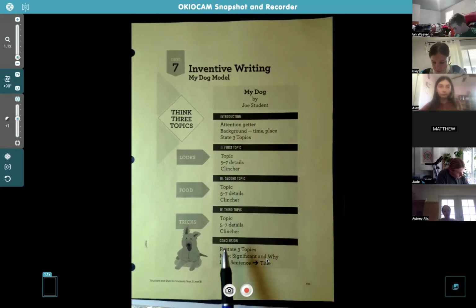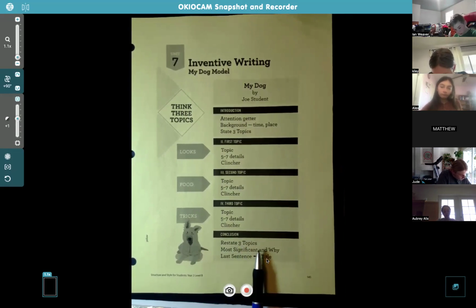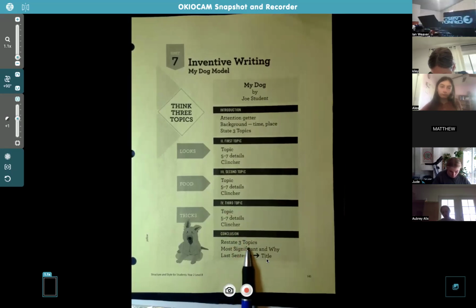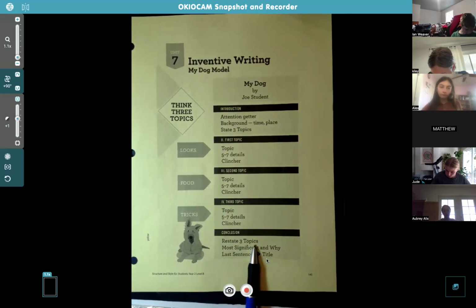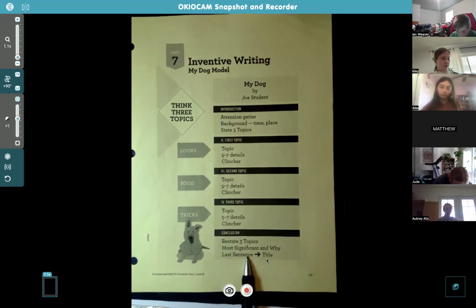So we're going to focus on the introduction and conclusion, and it's kind of ironic, but we're going to start with the conclusion. It's easier to write the conclusion after you have your 3 topics in those paragraphs. So we're going to focus on restating those 3 topics, and then the most significant and why. You're going to be thinking about the person you wrote about and why they're significant to you. Then we're going to come up with a last sentence. We're going to end on a bang and try to finish strong. We're going to talk about some ideas on how to do that, and then make sure that the title words are in that last sentence with the title rule.